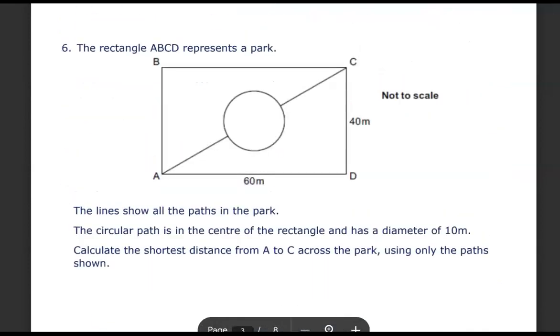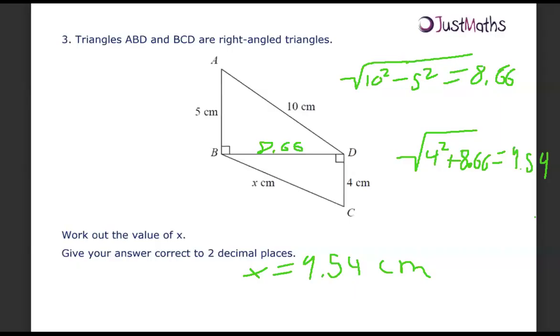But I want you to try this one. This is a combination of questions that you did with me. The rectangle ABCD represents a plane. The line shows all the paths in the park. The circular path in the center of the rectangle has a diameter of 10 meters. Calculate the shortest distance from A to C across the path using only the paths shown. So this is good now. Very well done for that.